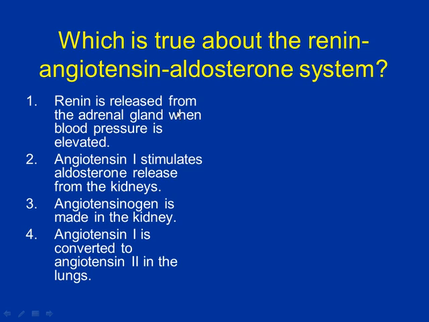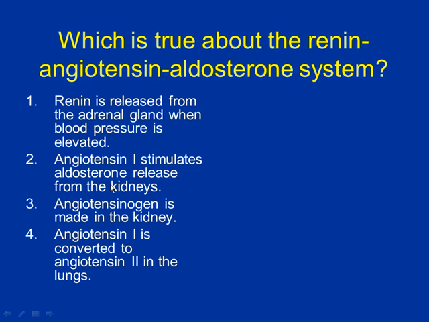So what's wrong with number 1 then? Renin is released from the adrenal gland when blood pressure is elevated. Where's renin released from? From the kidney, right. It's not released from the adrenal gland. And why is renin released? Because the blood pressure is low. So there are 2 things wrong with number 1.